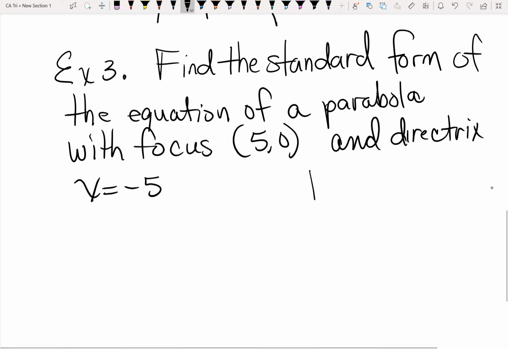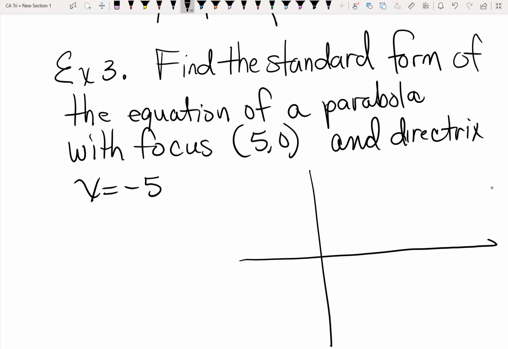Here's what they do. They give you basically, here's your XY axis, and they tell you the focus is sitting here at 1, 2, 3, 4, and 5. So at (5, 0), that's your focus. They tell you your directrix is sitting here at -5, so 1, 2, 3, 4, and 5. Here's your directrix.